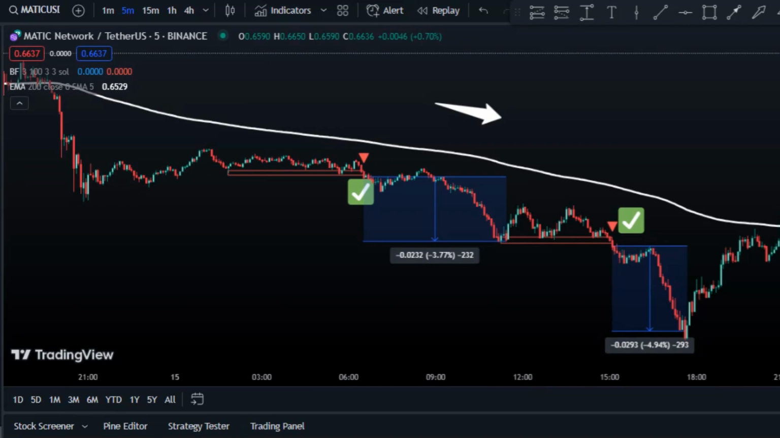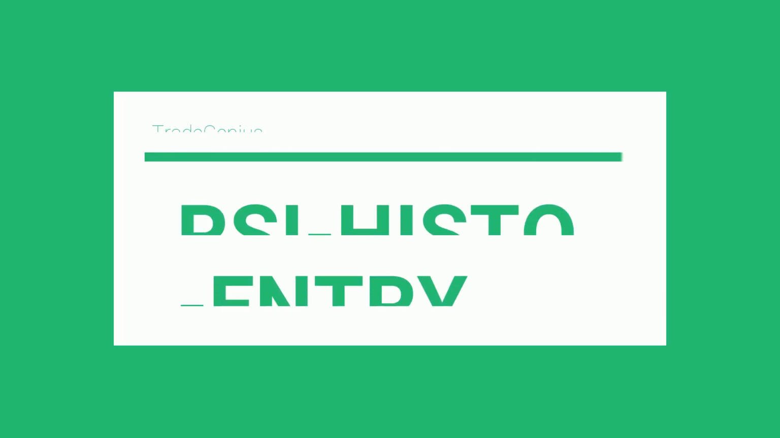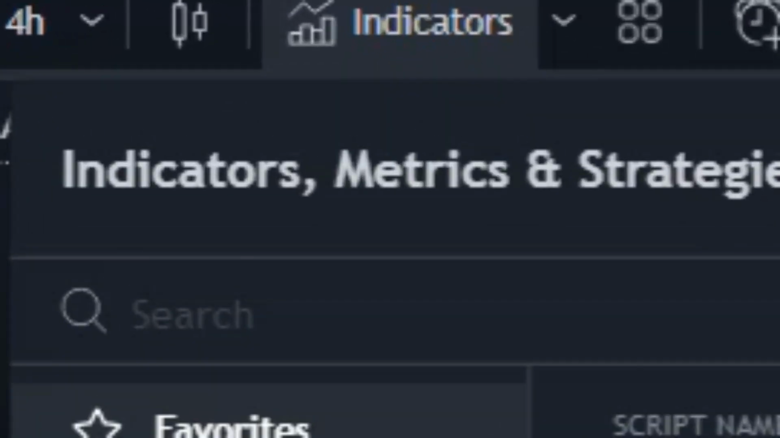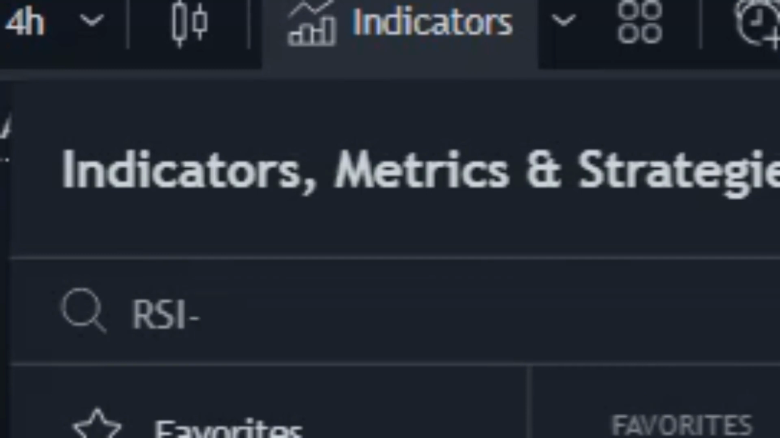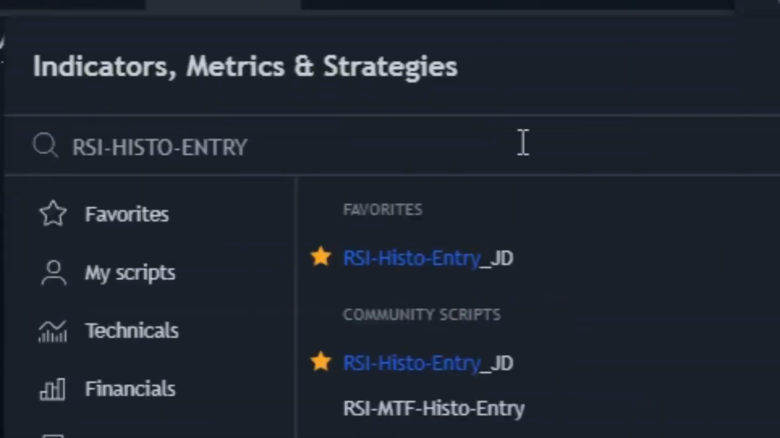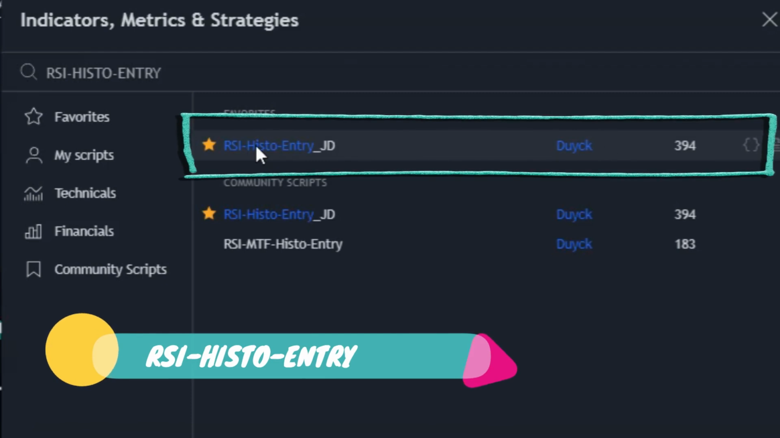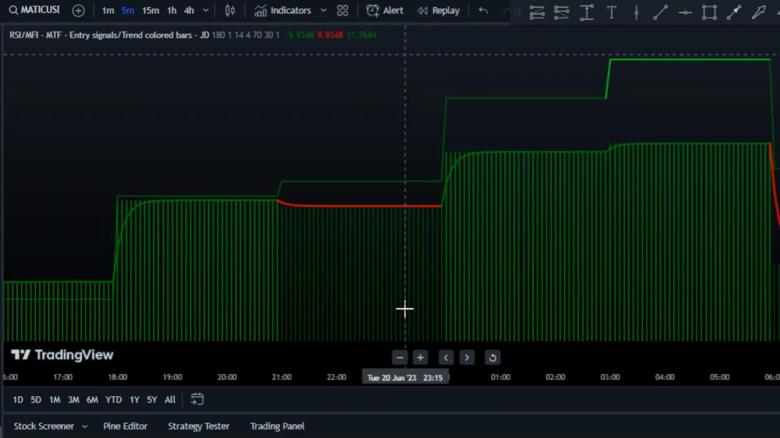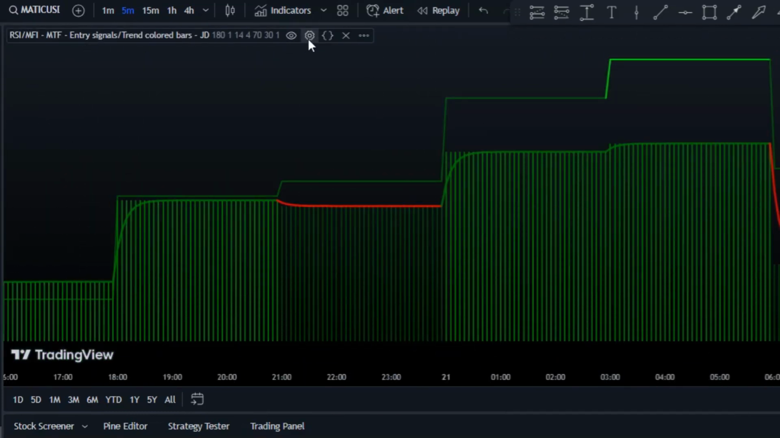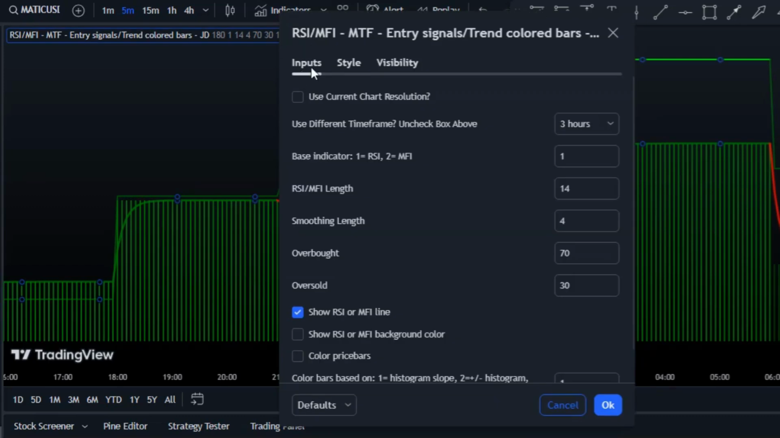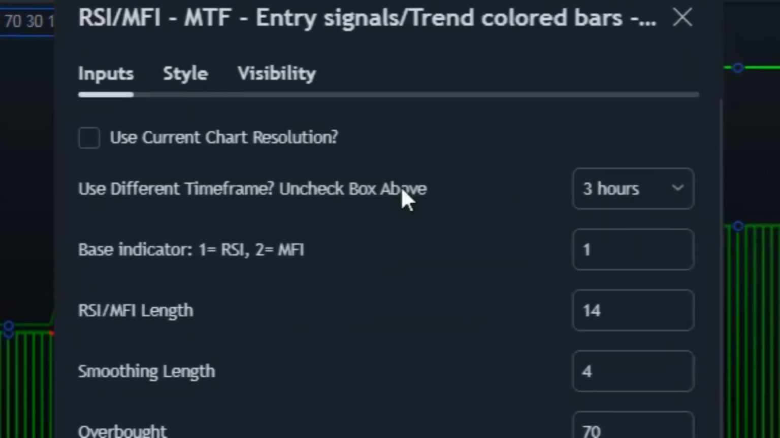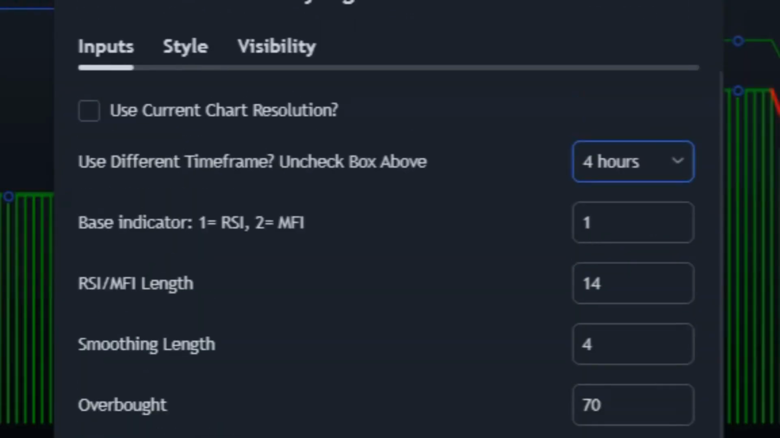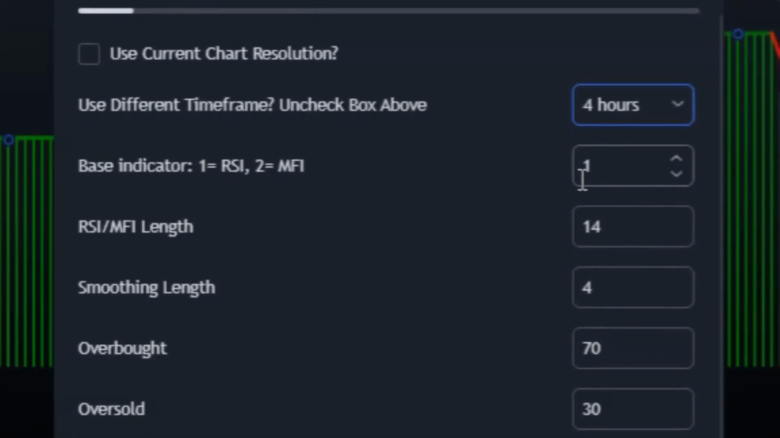And to filter out minor market fluctuations, we can use the RSI Histo Entry indicator. So add this indicator from the indicator section of TradingView website. Once added, the indicator will be displayed in the chart like this. Now head over to its settings and use the 4-hour time frame for the indicator time frame. And leave the other options at their default value.